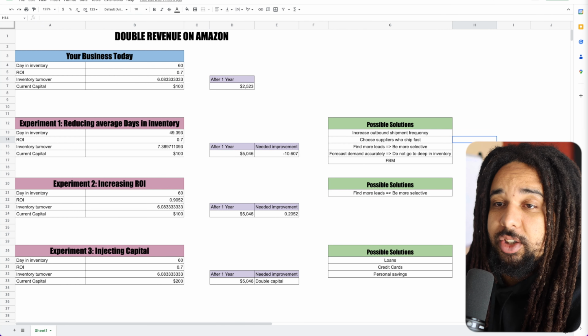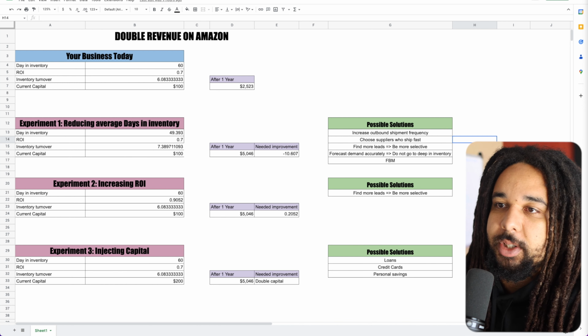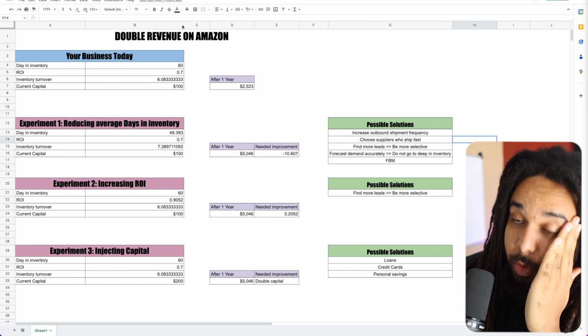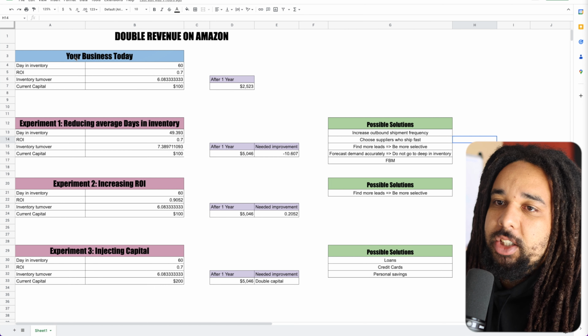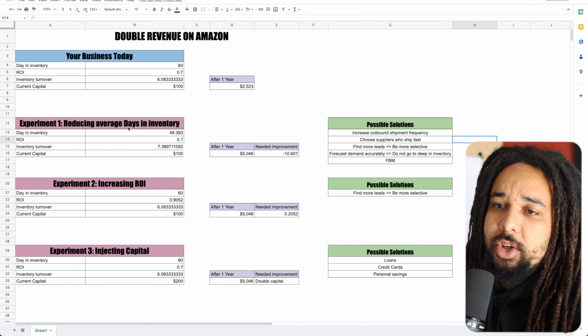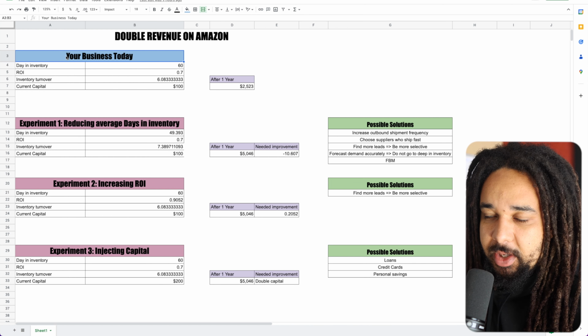So let's get into the computer. Here's a spreadsheet. Once again, I made it beautiful for you guys this time. See, I used a lot of colors, but let's not look too deep into that. So let's look at the spreadsheet. We are gonna look at three things. So here's my business today.